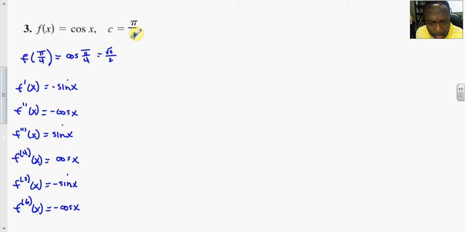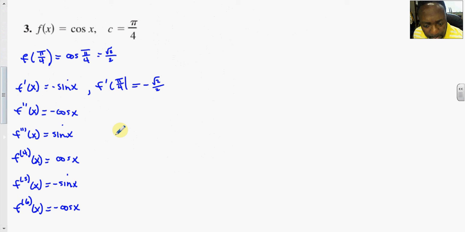So f prime of pi over 4 is negative square root of 2 over 2. See, the unfortunate thing here about this cosine is that the alternating terms don't cancel because here it's centered at pi over 4. So sine and cosine share a value at pi over 4.